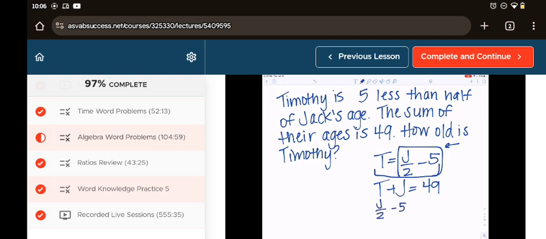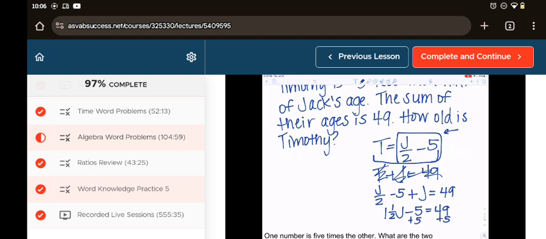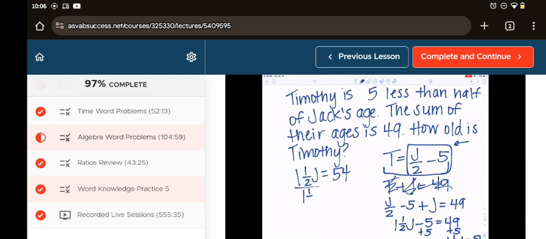So here, this t, I'm going to rewrite it as j over 2 minus 5, plus j, equals 49. Okay? So j over 2 plus j gives me 1.5 j. So 1.5 j minus 5 equals 49. So I'm going to plus 5, and I get 1.5 j equals 54. I'm going to put that over here so I have more space. Now I can divide by 1.5 on both sides, and I'm left with j equals.